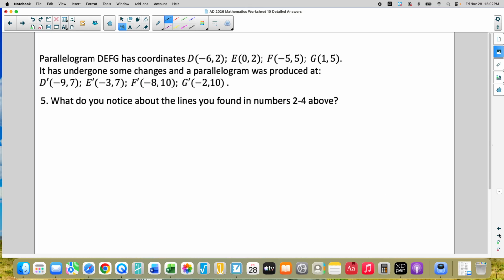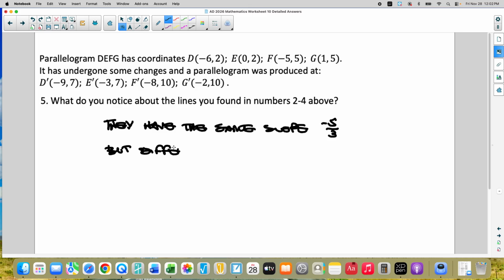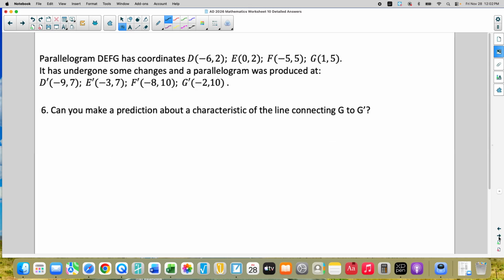Okay, what do you notice about the lines you found in numbers? They have the same slope. Slope negative 5/3, but different y-intercepts. Good. And can you make a prediction about the characteristic of the line connecting? Same slope. It has a slope of negative 5/3.